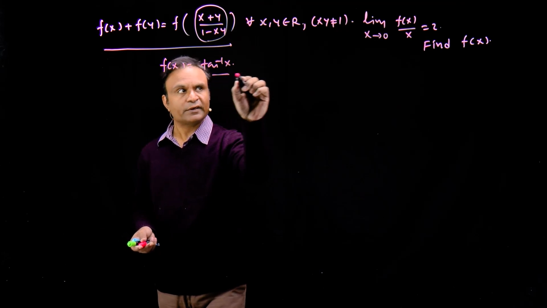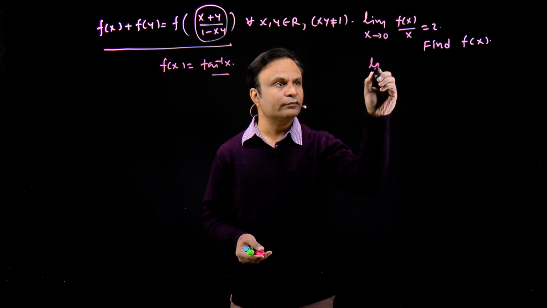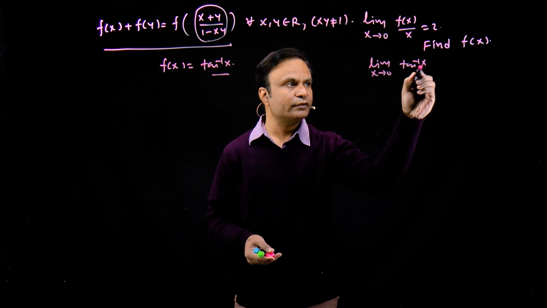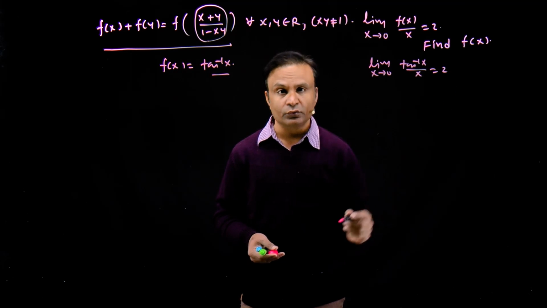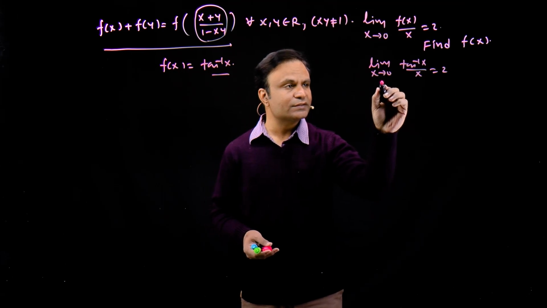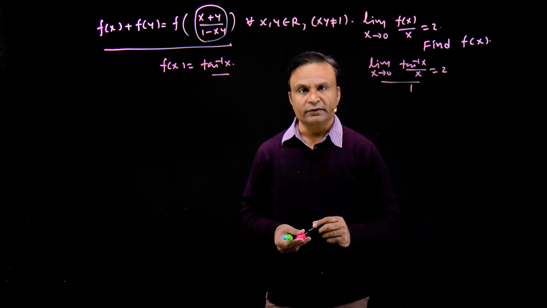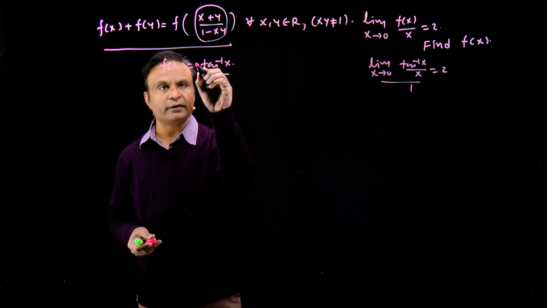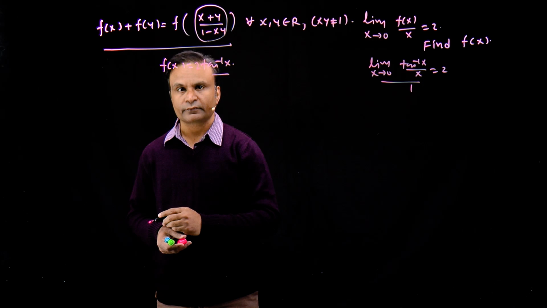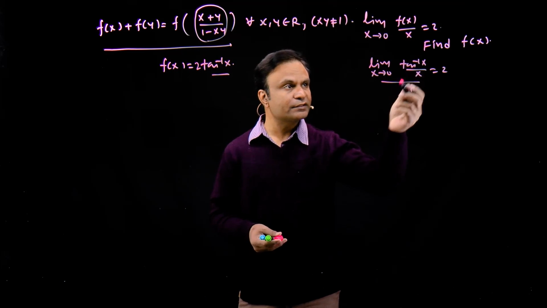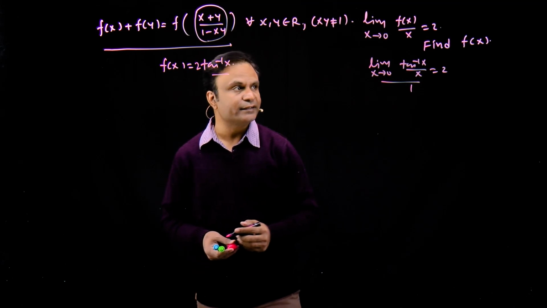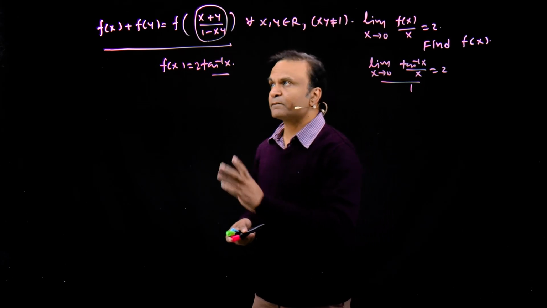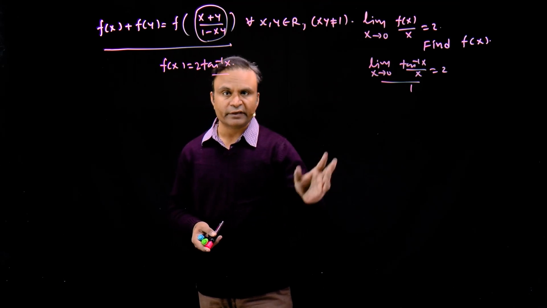But if I put this function in this limit, I have limit x tends to 0 of tan inverse x upon x is equal to 2. This is wrong because this limit is actually 1. So I do some modification here. I will have here 2. So if I put now f(x) is equal to 2 tan inverse x, this limit will be 2. So this is one way, by observation we are finding a function.